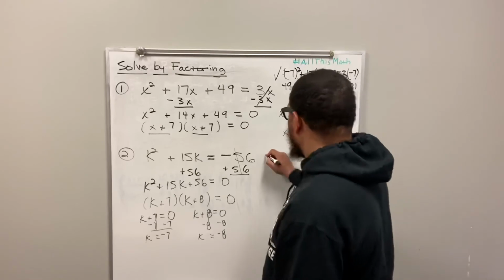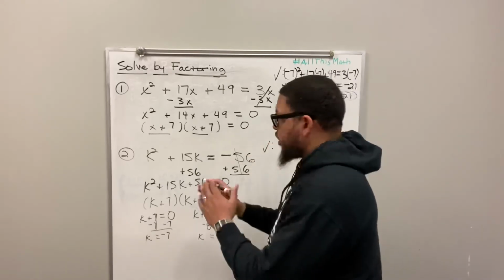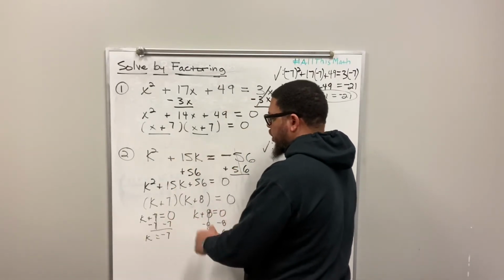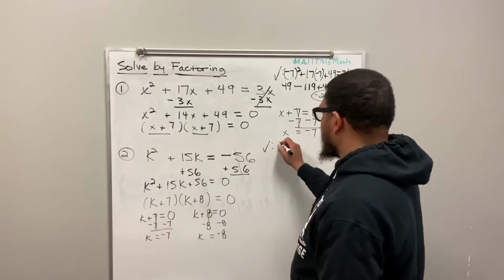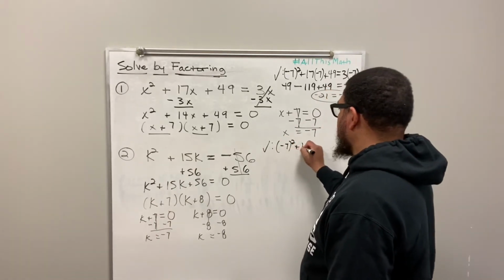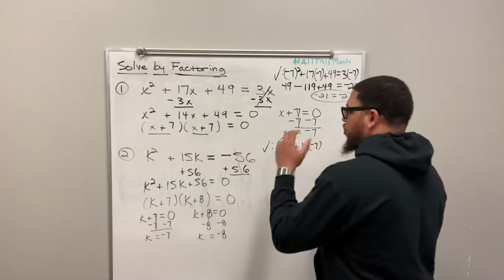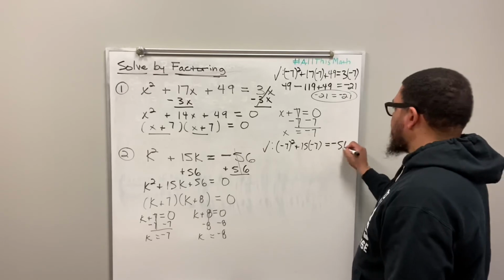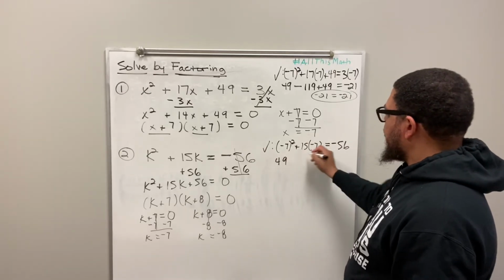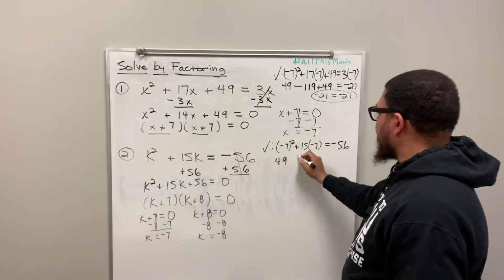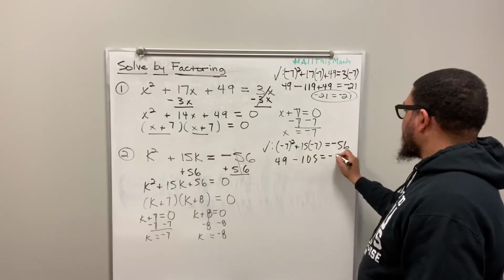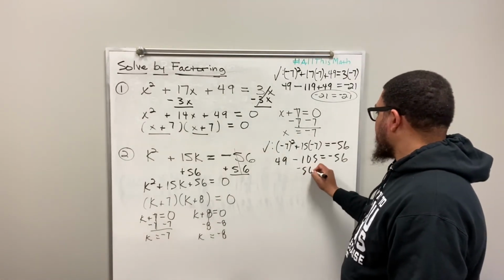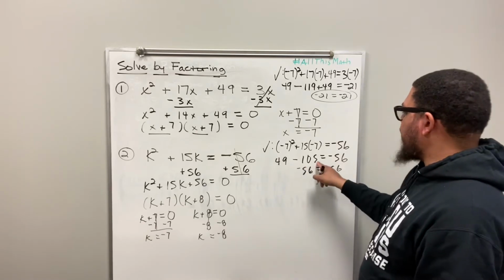Now, I want to check my work. We check them one at a time, right? We don't put both solutions in the equation at once, because that's not going to work. So we say -7 squared plus 15 times -7, because we replace all the k's we see, equals -56. Now, this is going to be 49. 15 times 7 is 70 and 35. That's 105, minus 105. Is this a true statement? Does this equal -56? And it does. 49 minus 105 is -56.